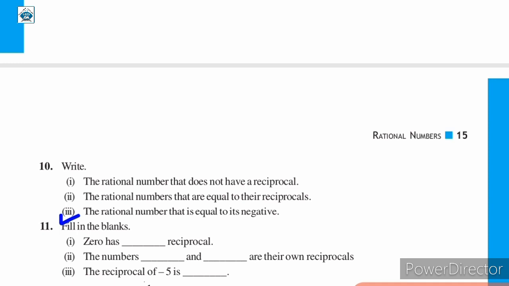Lastly, we are asked to write the rational number that is equal to its negative. That is, there should be a rational number a, or say p by q, that should be equal to its negative. So consider all the rational numbers. The exception is for the case of 0. Because in the case of 0, we do not write it as minus 0 or plus 0. It is just 0. So the rational number that is equal to its negative is 0.